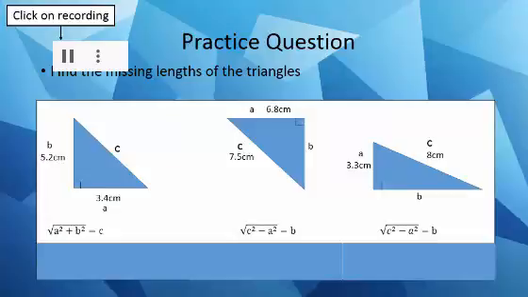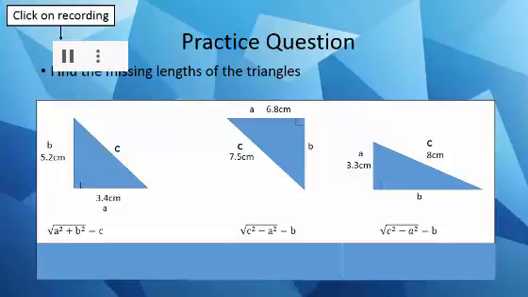Now moving on to the second one, we have to work out B for this one, and to do that, that's the square root of C squared minus A squared to equal B, and that would be 7.5 squared minus 6.8 squared, and that's square rooted to give you an answer of 3.16 centimeters.